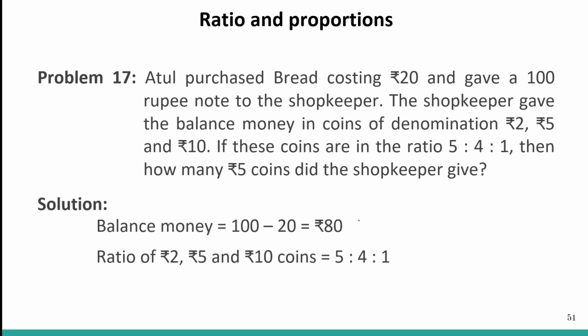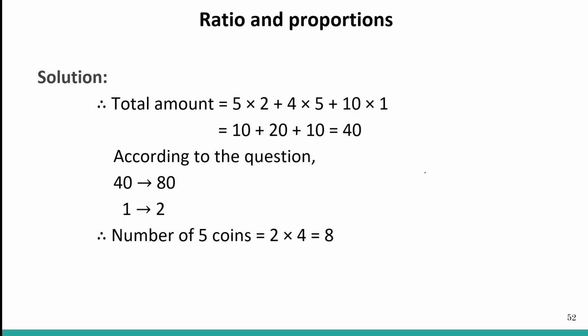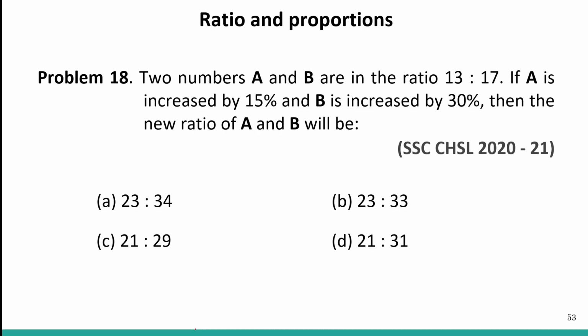Okay, so the balance money is equal to what? 80 rupees. So the ratio of 2, 5 and 10 rupee coins is equal to 5:4:1. So this is nothing but 10x is equal to 80. x is equal to 8. Okay. So the total number of coins is equal to 40 according to the question. If 40 represents 80, 1 represents 2, then the number of 5 rupee coins is equal to 2 into 4, which is equal to 8.